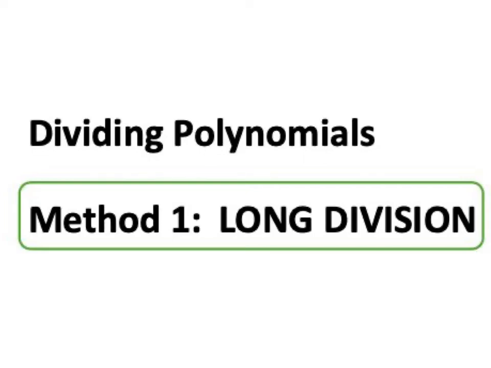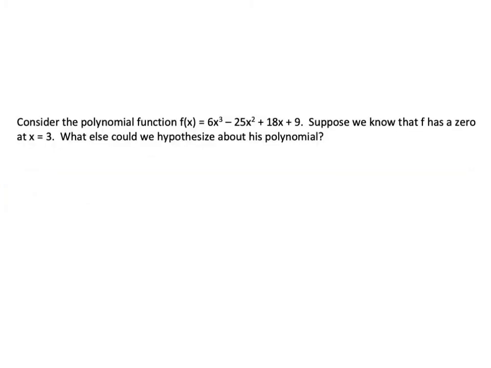In this lesson, we're going to learn how to divide polynomials by long division. So consider the polynomial function f of x equals 6x cubed minus 25x squared plus 18x plus 9. Suppose we know that this function has a 0 at x equals 3. What else could we hypothesize about this polynomial?